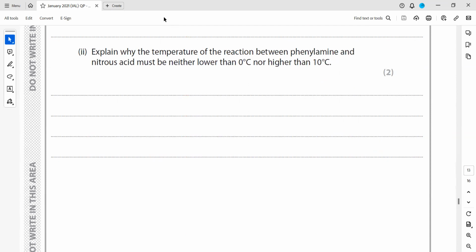Explain why the temperature of the reaction mixture between phenylamine and nitrous acid must be neither lower than 0 nor above 10. What will happen if it is less than 0? The temperature is too low for a reaction to happen. And if it is above 10, then the diazonium compound can decompose. That's why it should be between 0 and 10. And how can we maintain this temperature? You can use an ice bath.